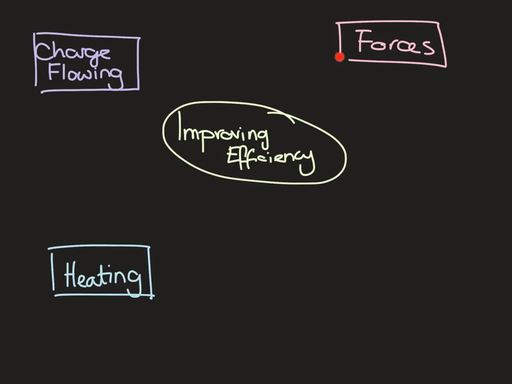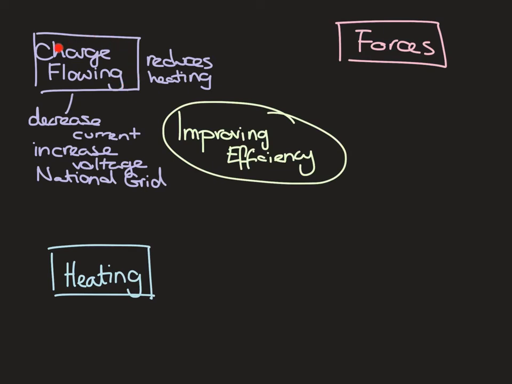We could do work via a force, mechanically. We could do work via a charge flowing in a circuit, or we could do work via heating. And if we look at making all of these transfers more efficient, then less energy is going to be wasted and dissipated to the surroundings as thermal heat energy.